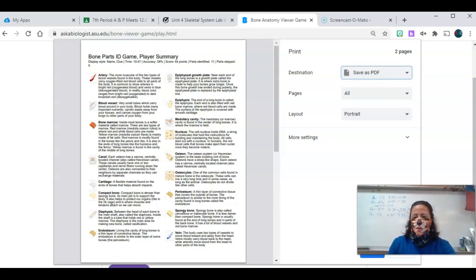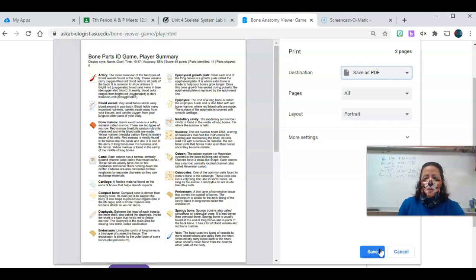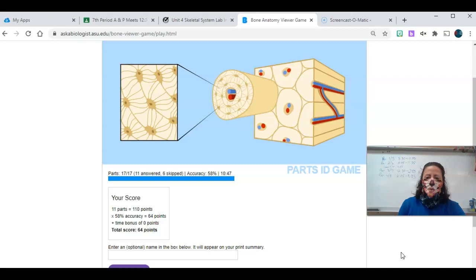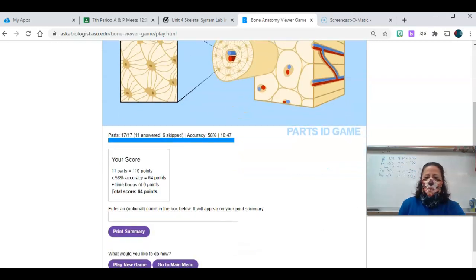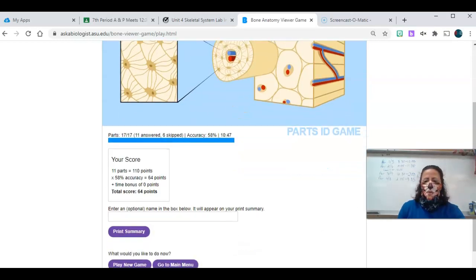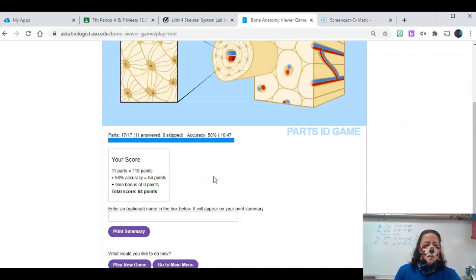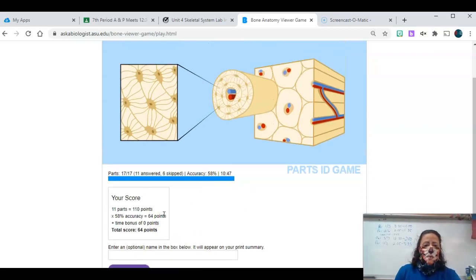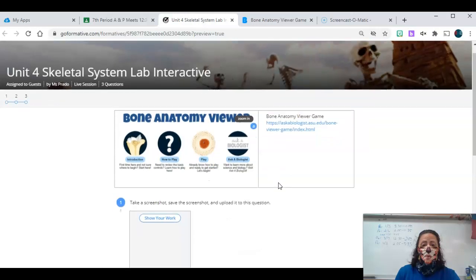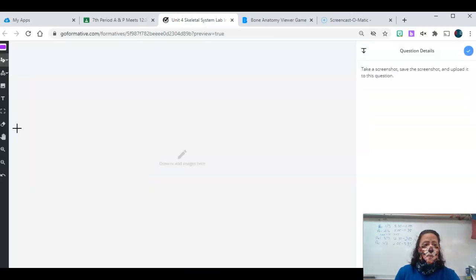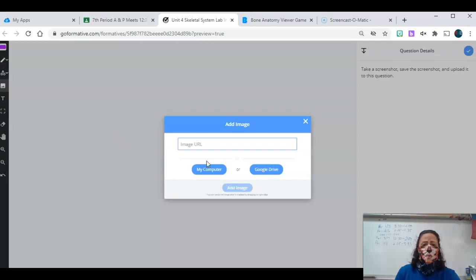I think my picture's kind of hiding. Here we go. You can click Save. And then the computer will ask you where you want to save it on your hard drive. But you don't need to do that. You could just take a screenshot of this right here and upload that to your formative. Come back here, show your work, go to that, and then upload the picture. And that's how you get your points.